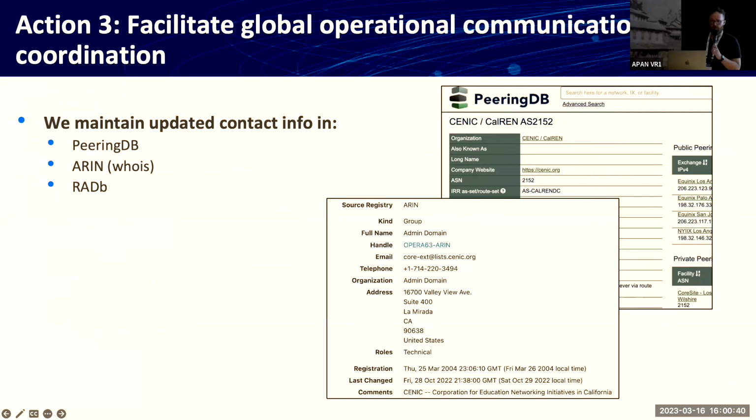Action three is to facilitate global operational communication and coordination. This is pretty simple. We just need to maintain our updated contact info in PeeringDB, ARIN, and RADB. This doesn't change very often for us, so it's mainly when there's staff turnover that we have to change the contacts. Like when I came on board, I had to update these and put my name in.